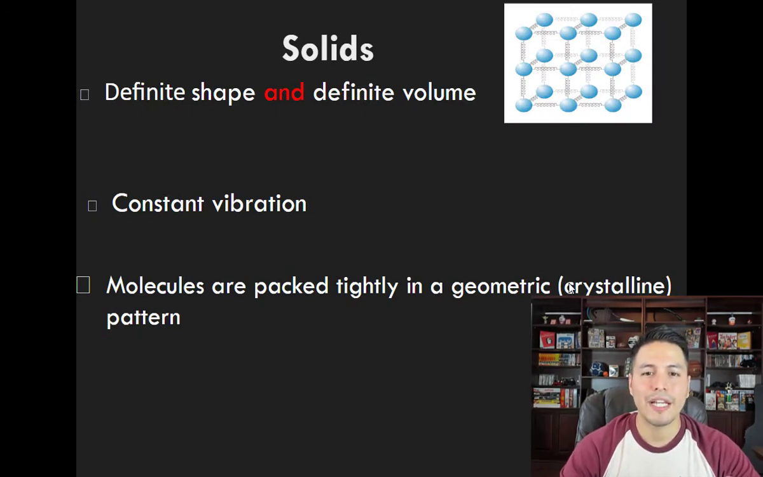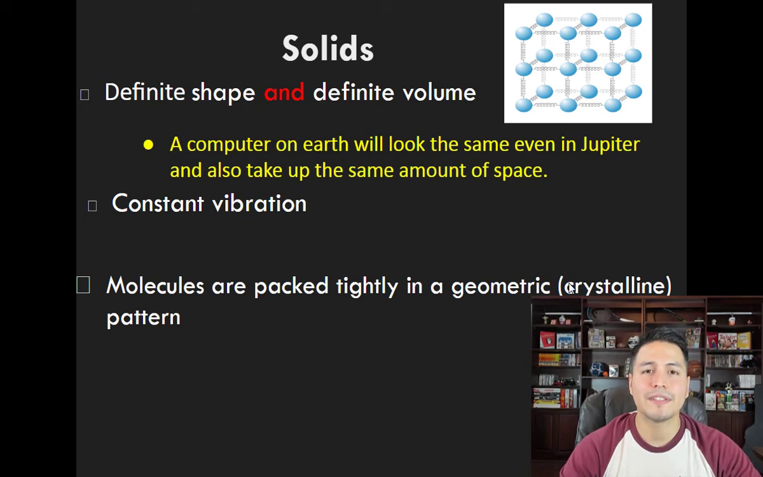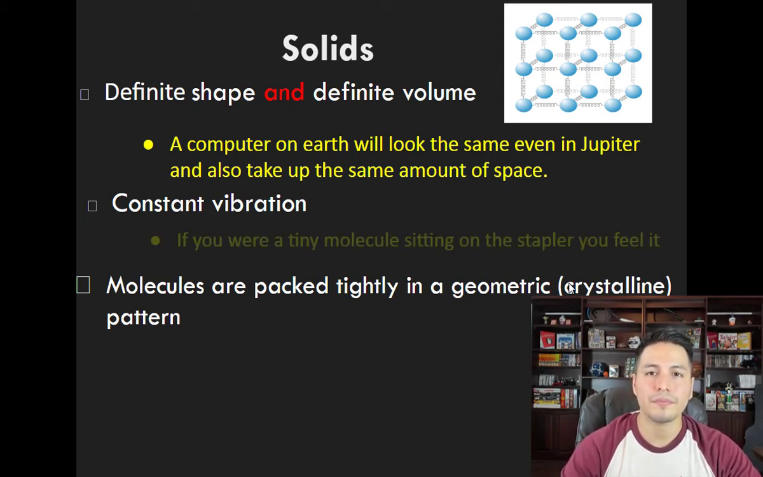Solids contain definite shape and definite volume. So what this means is that a computer on Earth will look the same even on Jupiter. It also means that they would take the same amount of space. Solids are also always in constant vibration, so if you were able to shrink yourself down to the size of a molecule and put yourself on top of a solid, you would actually be vibrating with it.